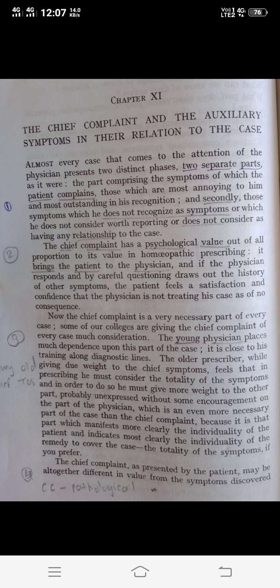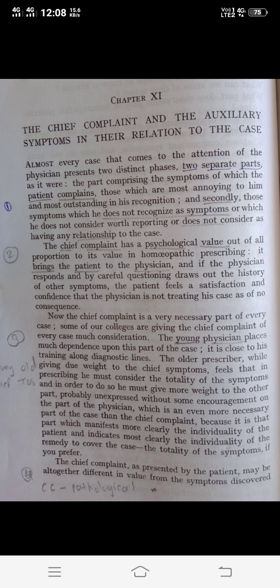Starting with the topic: almost every case that comes to the attention of the physician presents two distinct phases, two separate parts, as it were. The part comprising the symptoms of which the patient complains, those which are most annoying to him and the most outstanding in his recognition, and secondly, those symptoms which he does not recognize as symptoms, or which he does not consider worth reporting, or does not consider as having any relationship to the case.